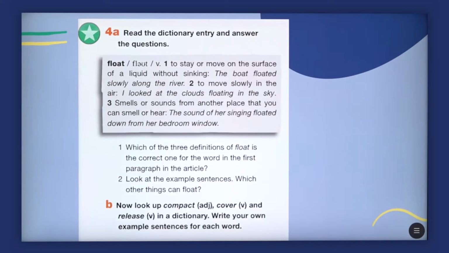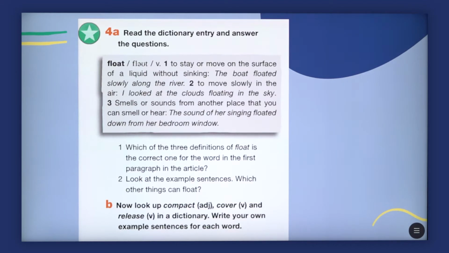Read the dictionary entry and answer the questions. For example, here we've got float, and we've got different meanings here: to stay or move on the surface of a liquid without sinking. The boat floated slowly along the river. And the second meaning, which is to move slowly in the air. I looked at the clouds floating in the sky. And third, smells or sounds from another place that you can smell or hear. For example, the sound of her singing floated down from her bedroom window.